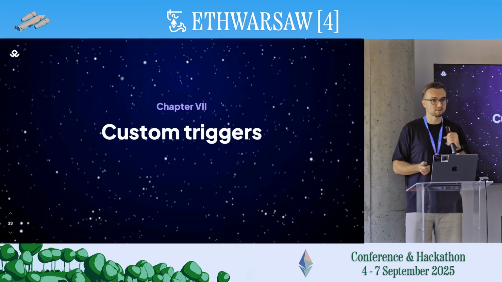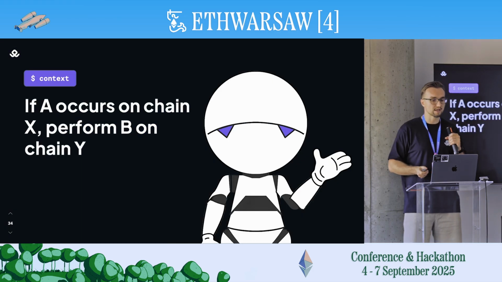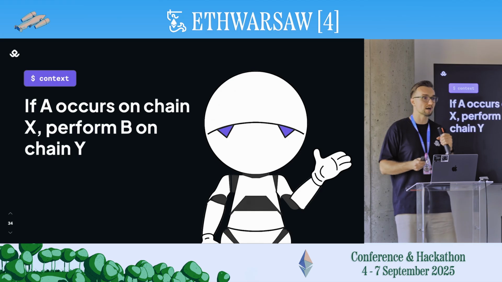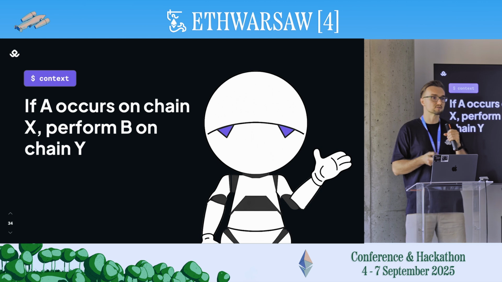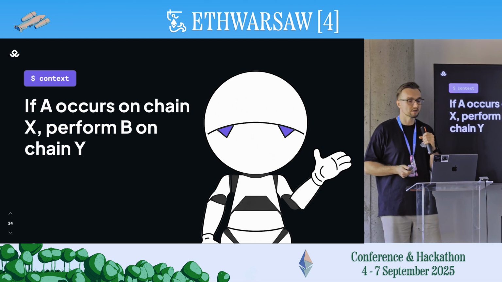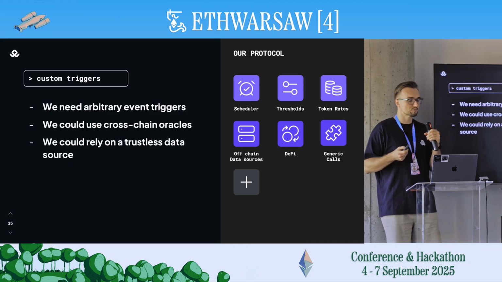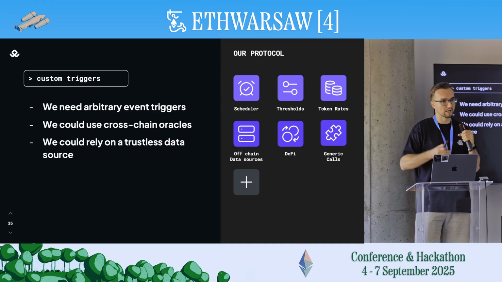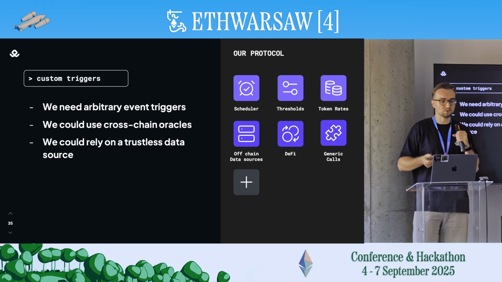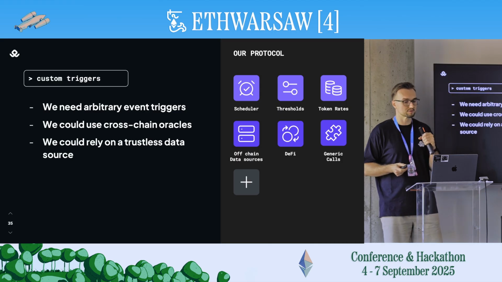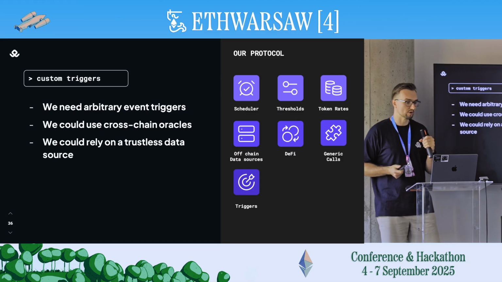Custom triggers. That's another cool feature that we've covered. If A occurs on chain X, perform B on chain Y. So you can have different triggers where you check some on-chain events on one chain and then you execute on another chain. So, arbitrary event triggers. You could use crosschain oracles for that, but we're getting super complex in terms of developing these. And you could rely on some trustless data sources. But again, why would you? We've added those custom triggers into the protocol as well.